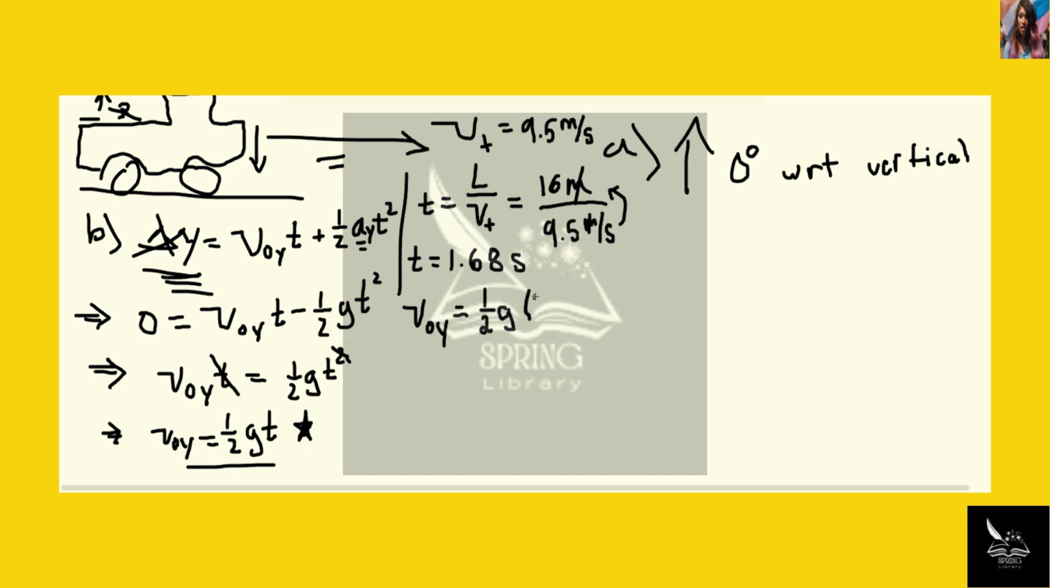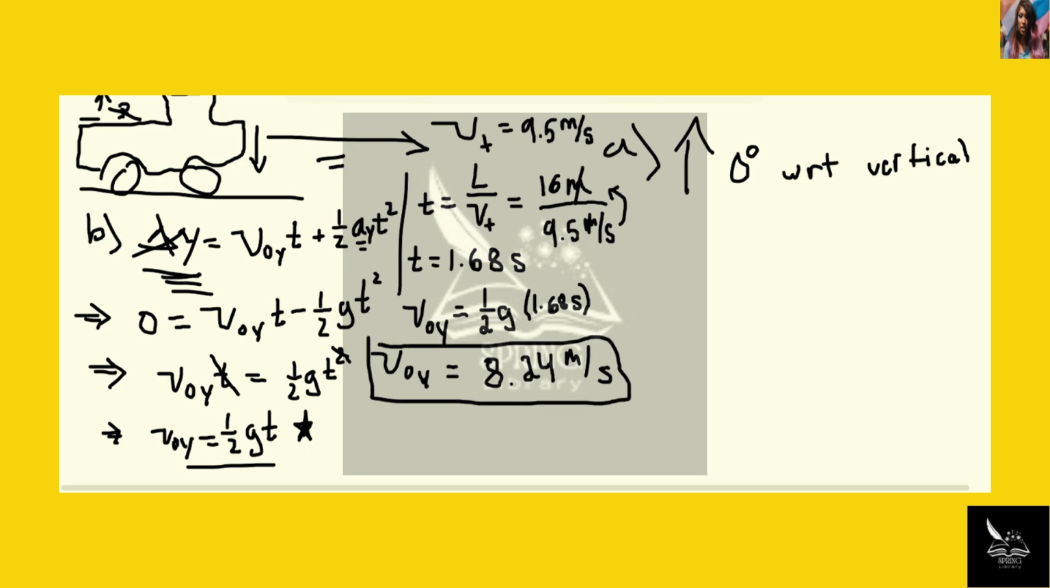1.68 seconds that we just found a moment earlier using our constant velocity kinematic equation. And then once you run through this math, you get v naught y equals 8.24 meters per second. I'm going to box this in. That's, I believe, our second answer, part B. All right.